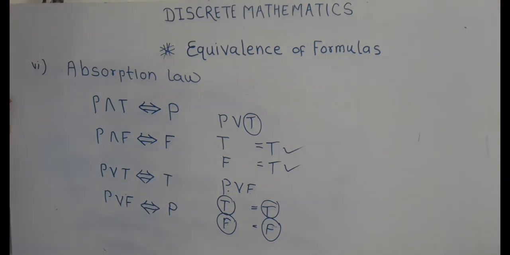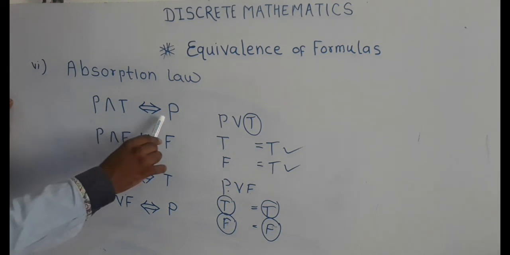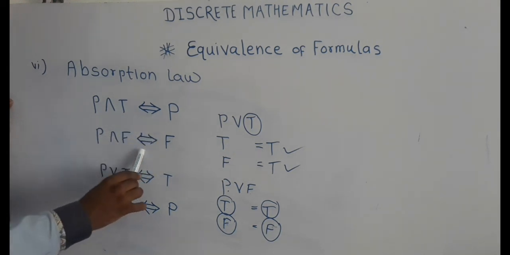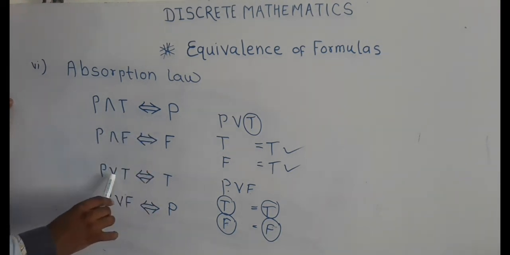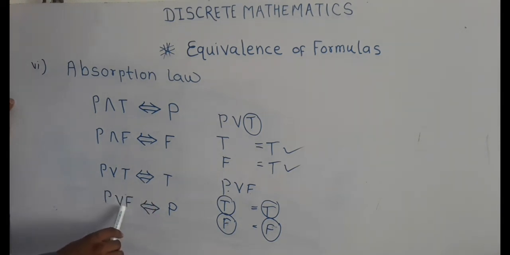These are the four absorption laws. P and T is logically equivalent to P. P and F is logically equivalent to F. P or T is logically equivalent to T. And P or F is logically equivalent to P.